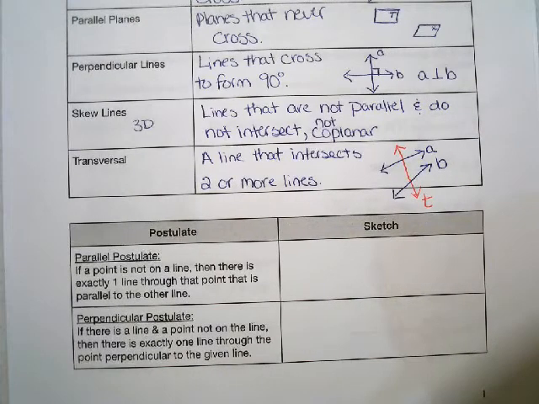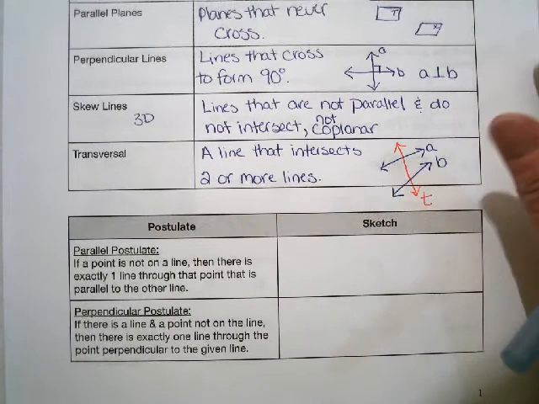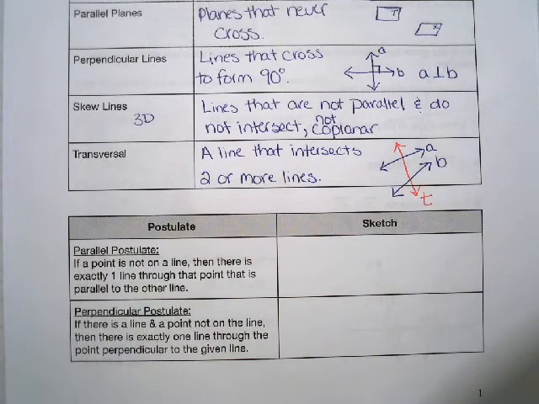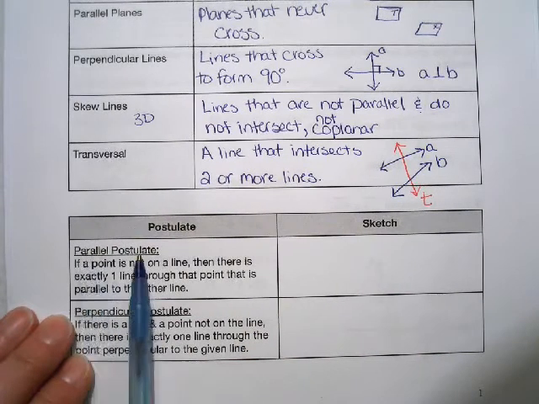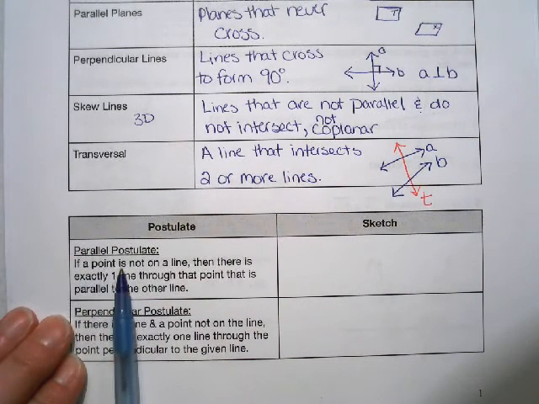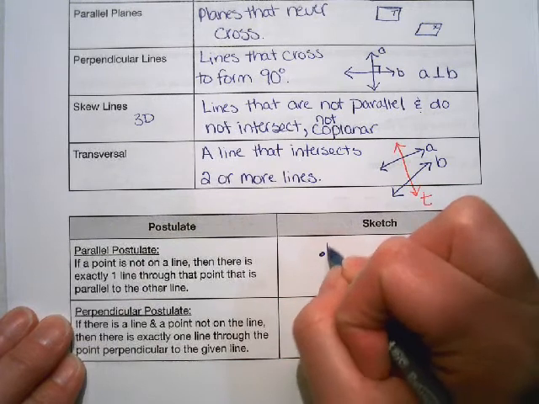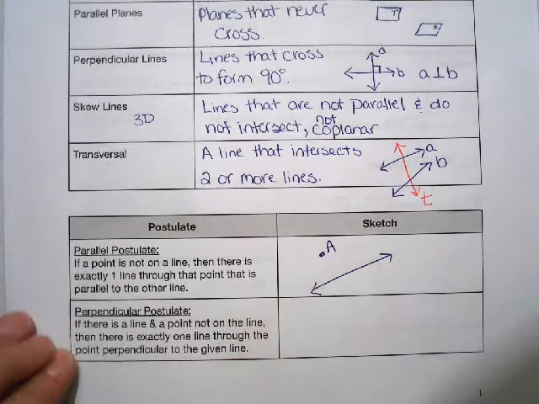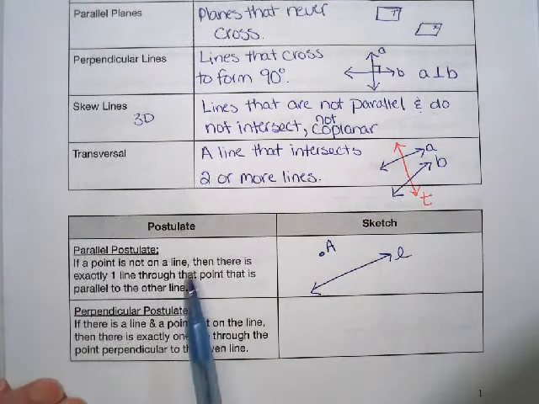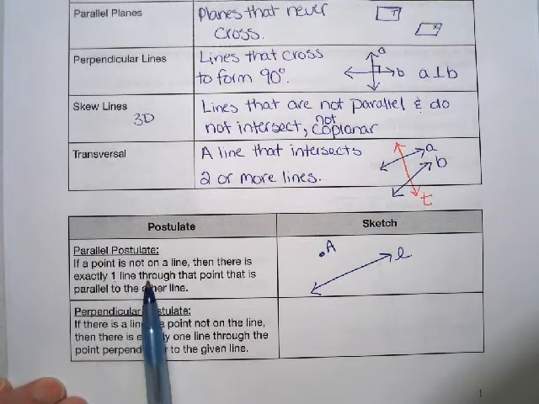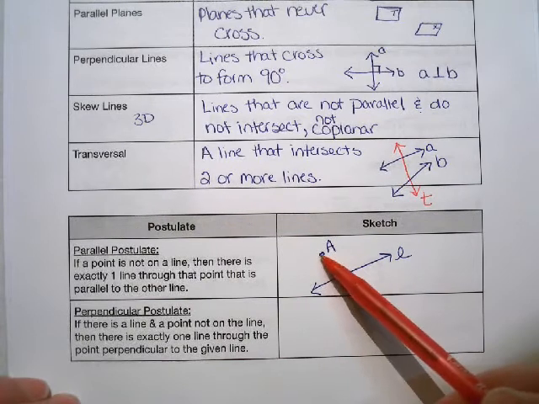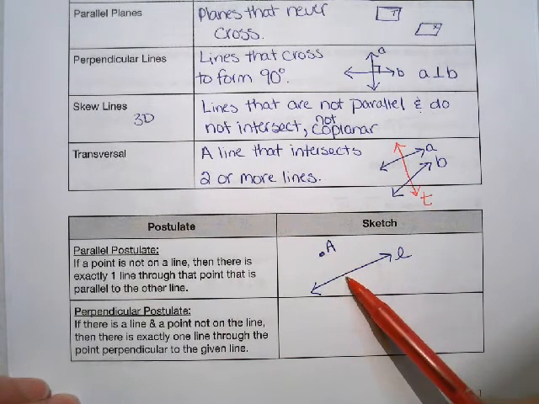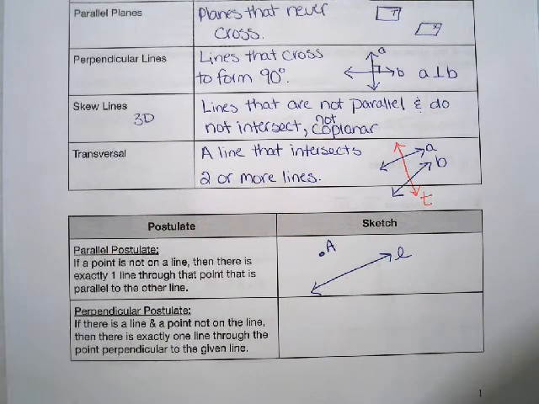Now, these postulates. We don't really use these postulates a lot, but they're good to help you understand the general idea sometimes of what's going on. So I wouldn't be overly concerned with these, but I think we should still go through them. It says parallel postulate. If a point is not on a line, so if I have a point here and it's not on the line, we can just call this line L, then there's exactly one line through that point. So there's only one line I could draw through this point that is parallel.